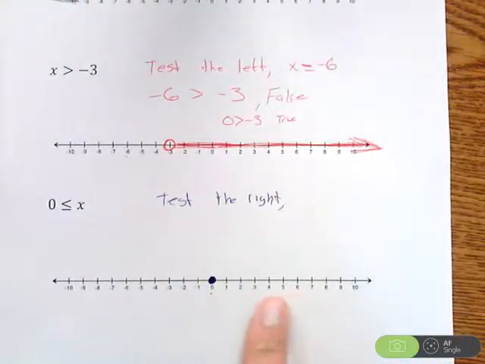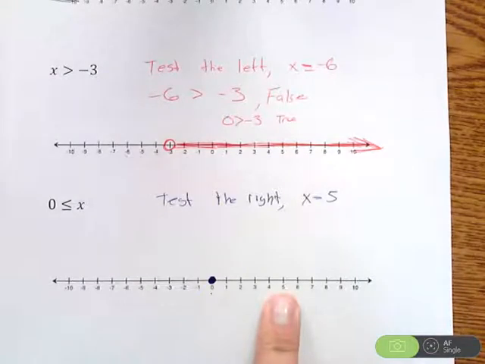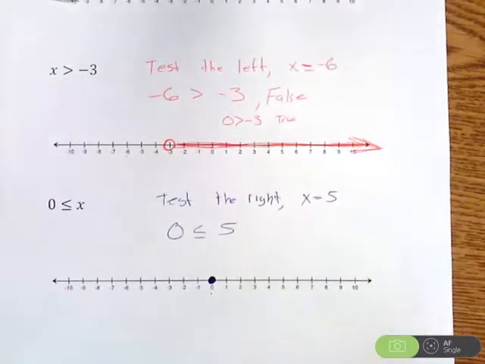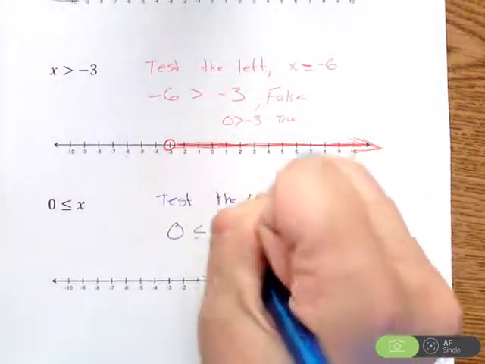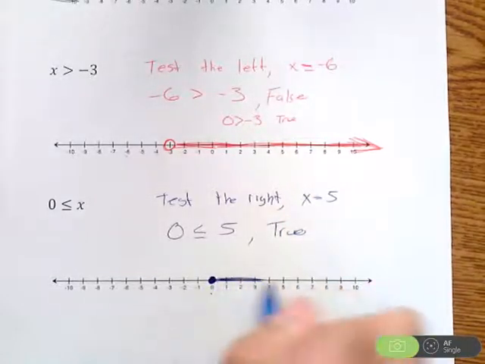And you can pick any number over here. Let's do just 5. I'm going to test the right, x equals 5. So if I get a true statement, we're going to shade to the right. If I get a false statement, I'm going to go to the left. So we're going to plug in 5, 0 less than or equal to 5. Ask yourself, is this true? Is 0 less than or equal to 5? Yes, it is. So it is true, which means I'm shading everything to the right.